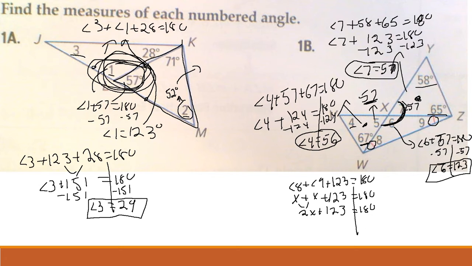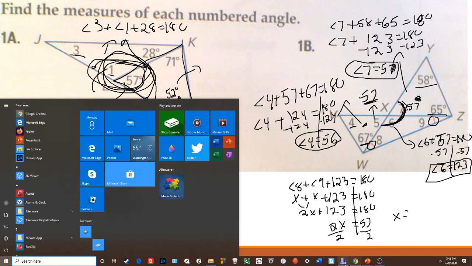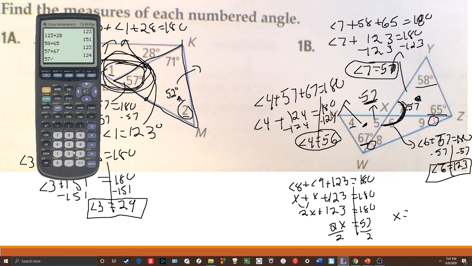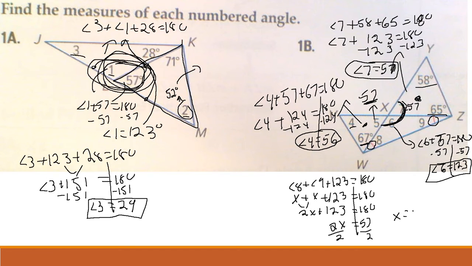So again, make sure you're on the lookout for angles that might be congruent, because if they're marked as congruent, that means you can use the same variable twice, and then combine your like terms to solve it through. So in this case we get 2x is equal to 57, and then divide by 2, divide by 2, and we get x is equal to 57 divided by 2, 28.5. So both angle 8 and angle 9 would be 28.5.